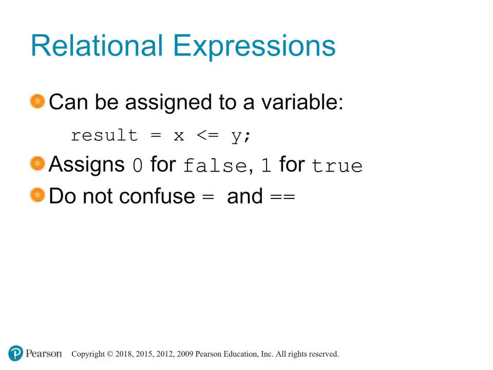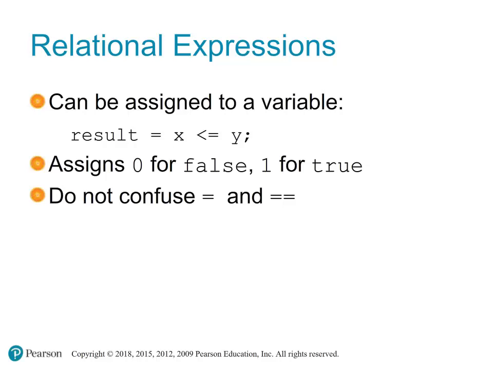Boolean expressions don't just have to be used in control statements. You can also assign their results to variables for later use. You can store the result of a Boolean expression in a variable like this: result = x <= y. In C++, true is represented by 1, and false is represented by 0.